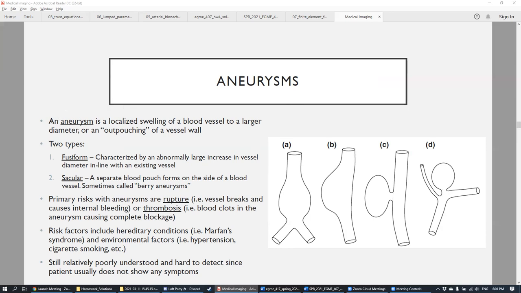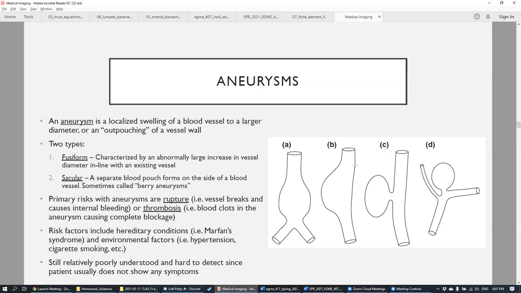The scientific term for an aneurysm is a localized swelling of a blood vessel that's larger than its original diameter. That's what you see here in figures A and B. Another type of aneurysm is a sac of blood that forms on the outside. What they call that is outpouching, okay?